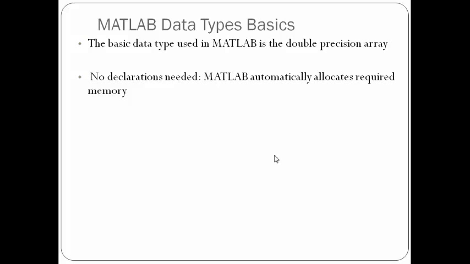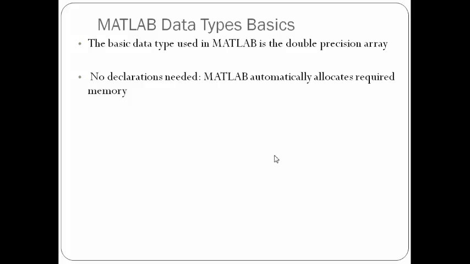Now we'll deal with some data types. The basic data type used in MATLAB is the double precision array. Those who have gone through a basic language course know what double precision means. We usually start with character, then integer, then float, and then double. Double is the highest precision we usually see in a basic language like C. In MATLAB we start with double precision, so it has a huge amount of memory to store data within a variable. No declarations are needed, as MATLAB automatically allocates the required memory.